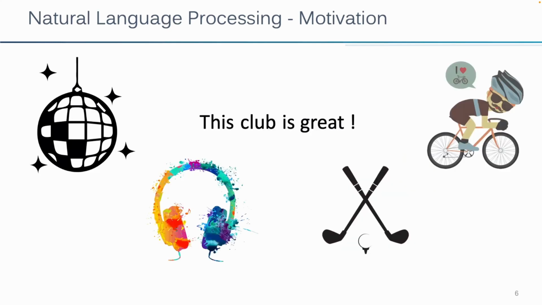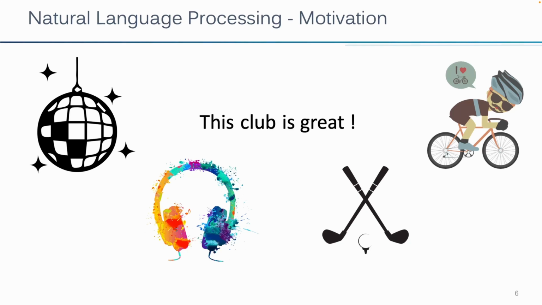To give you some examples of what natural language processing problems are, or the reason why we need natural language processing: you can say this club is great, but what does it mean? What is this club? It's very highly dependent on the context. The club can be a club that you go to at night. It can be a golf club. It can be a sports club. It can be multiple clubs.